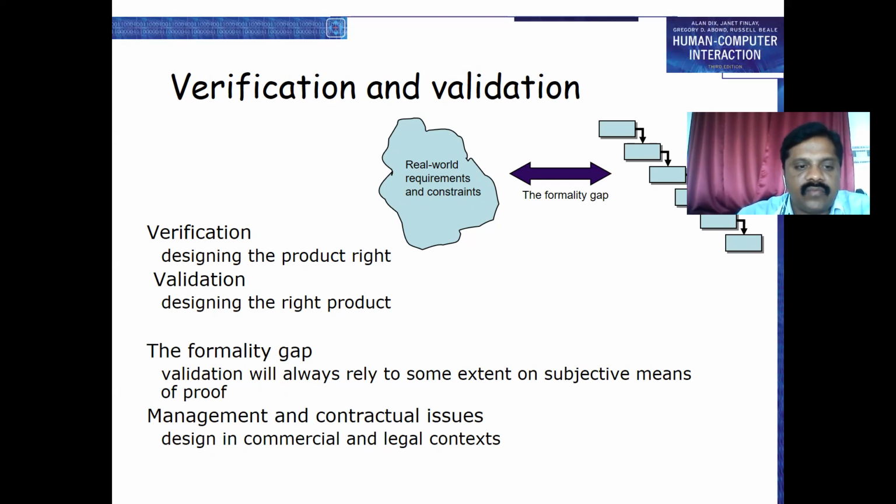Next, validation: whether we are validating the right product or not. The customers gave an idea, and based on that idea, we do analysis and gather all the requirements before starting the software process. Whether we get the right product or not, this is called validation.